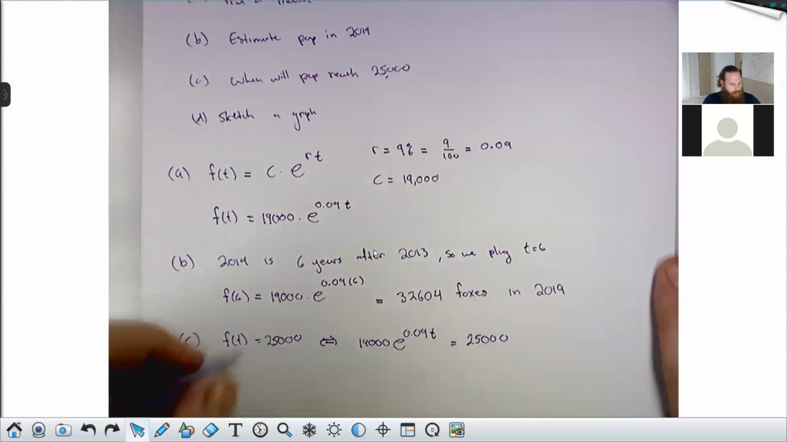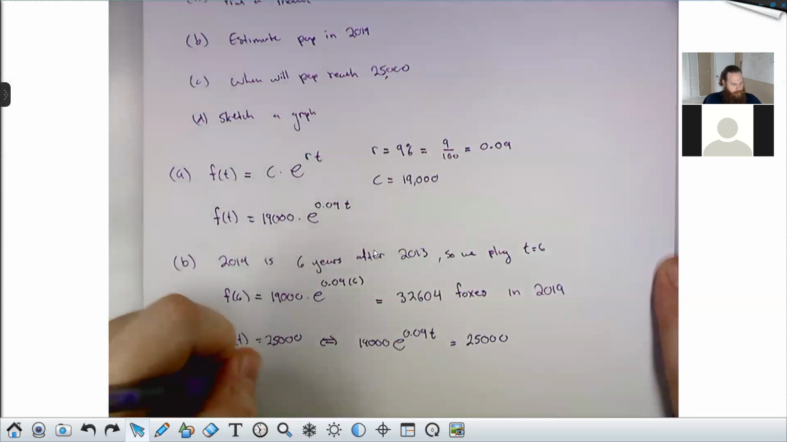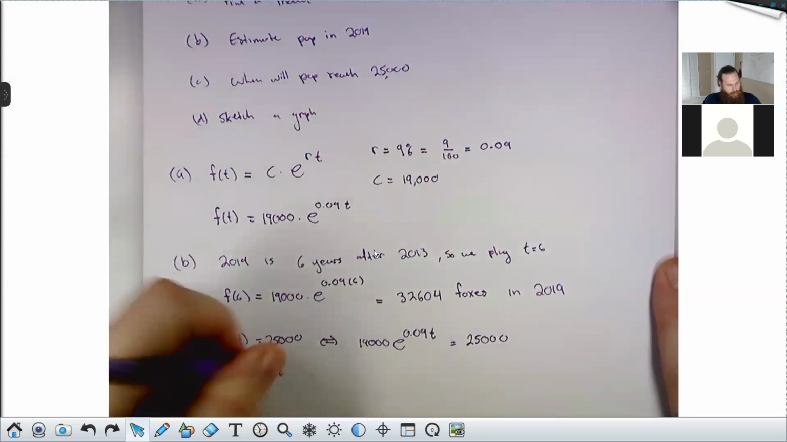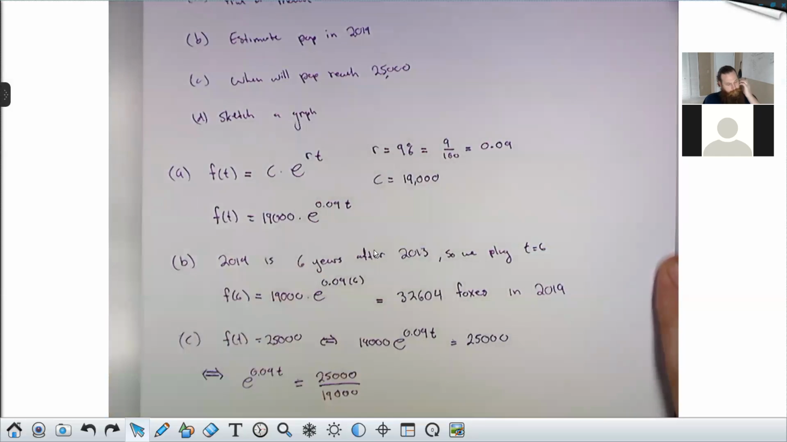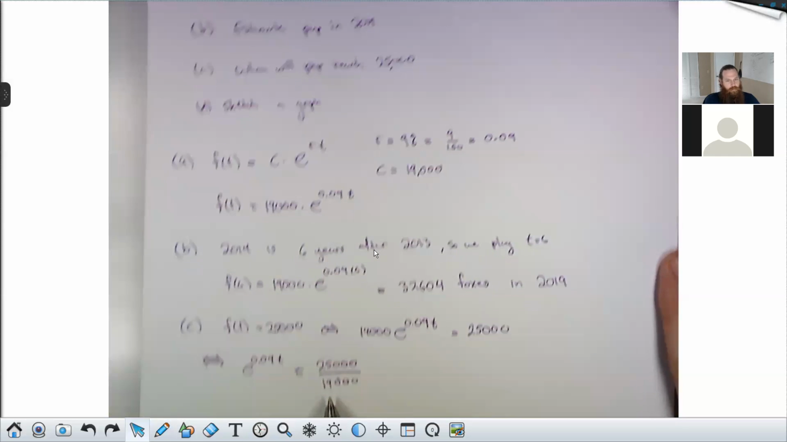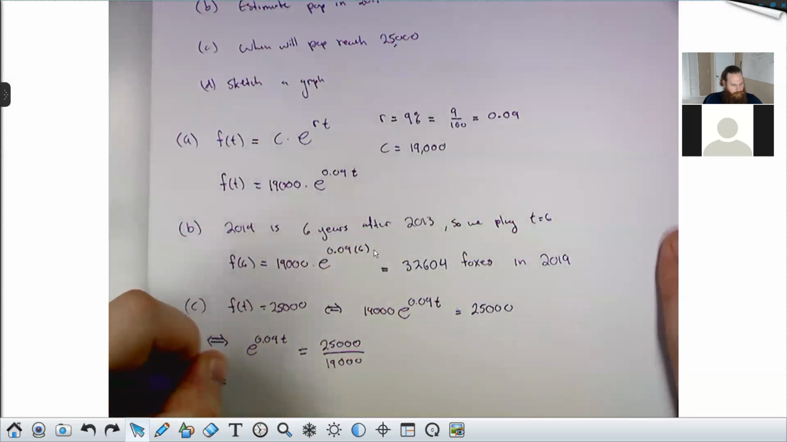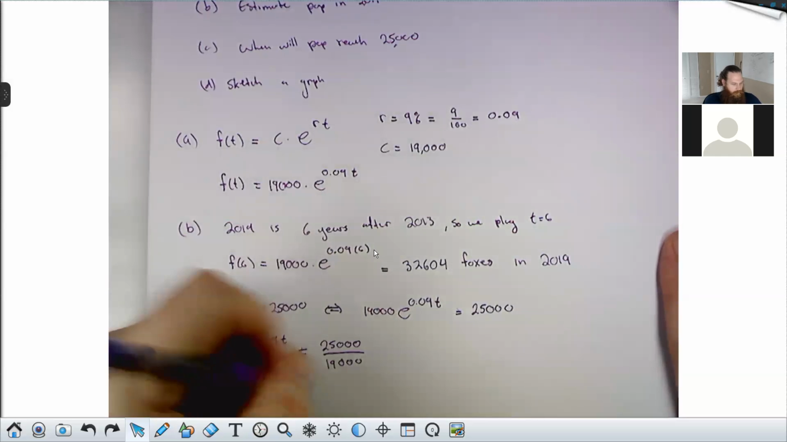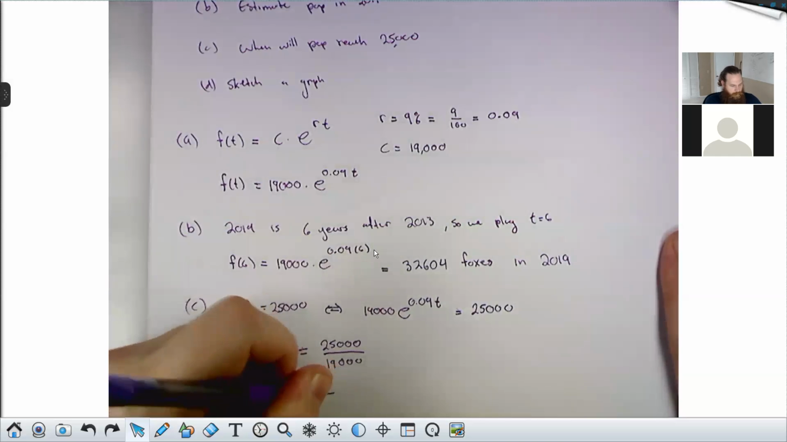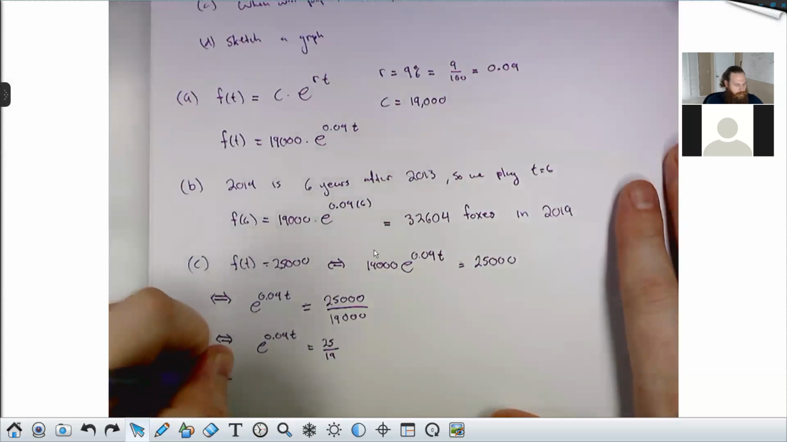We solve this the same way we solve all these other guys. Isolate the exponential term. 25,000 over 19,000 is the same as 25 over 19. So I'll write it like that because it makes life much nicer. And then I'll take the natural log on both sides.